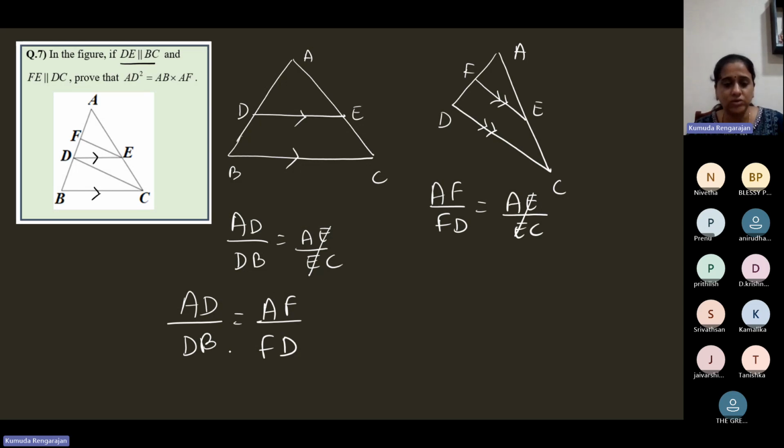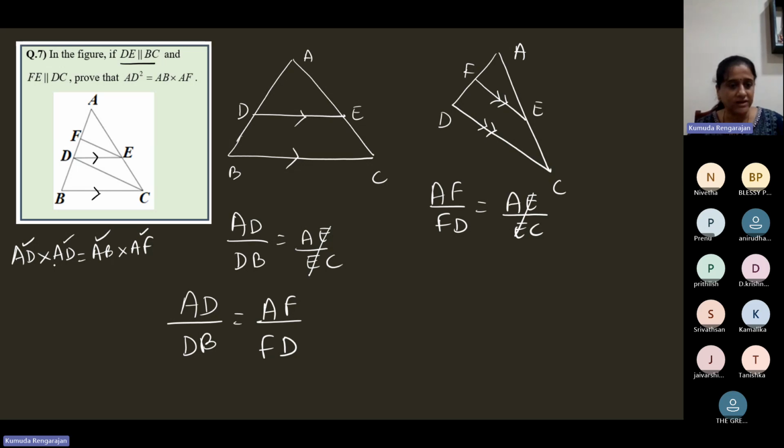Okay, when you compare the two results, you get this. Now you see when you cross multiply, there's no line segment common at all. So let's just work on this. You have AD squared, that is AD into AD, is equal to AB into AF. So what are the line segments you have here? You have AD, AF, and you have AD and AB. You need to get AB.